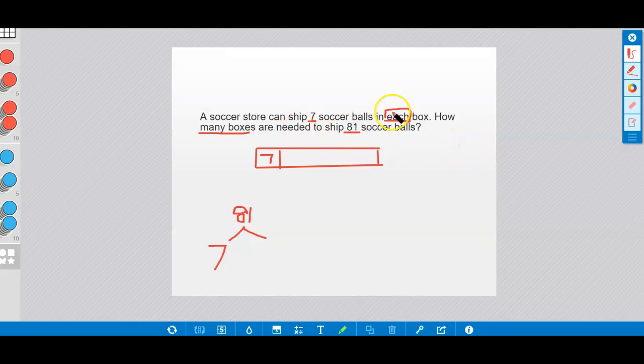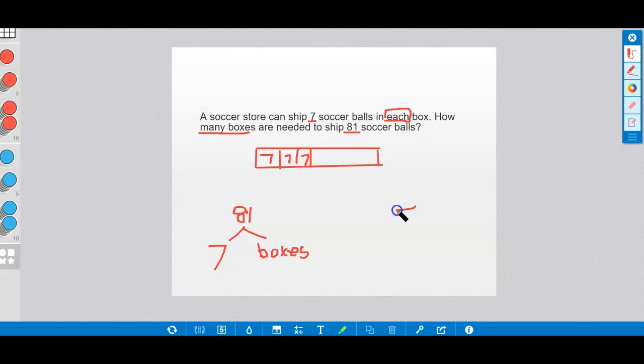Well, we've talked before, a lot of times when you hear each, you're thinking either multiplication or division. If this is one box, it's going to take me forever to keep drawing 7, that's 14, 7. So instead of using that strategy, which would work, it's just going to take us a little while. We're going to say if we know that there are 81 soccer balls and there's 7 that fit in each box, we need to know the number of boxes. So we don't know that yet.